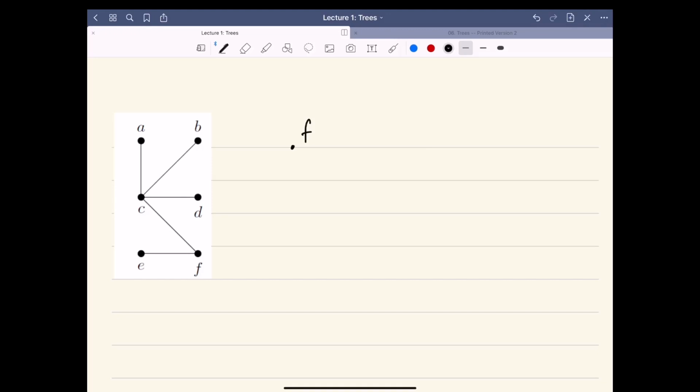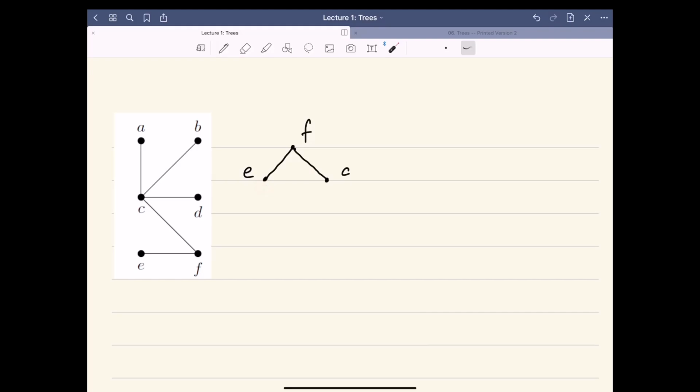So we will put f in the first level, and since f is adjacent to two vertices, E and C, we have to put E and C in a lower level. So I will put here E, and here we will put C, and they are adjacent, so there is an edge between them. Now next we go for the other vertices. For E, it does not have any adjacent vertex, so we will stop here.